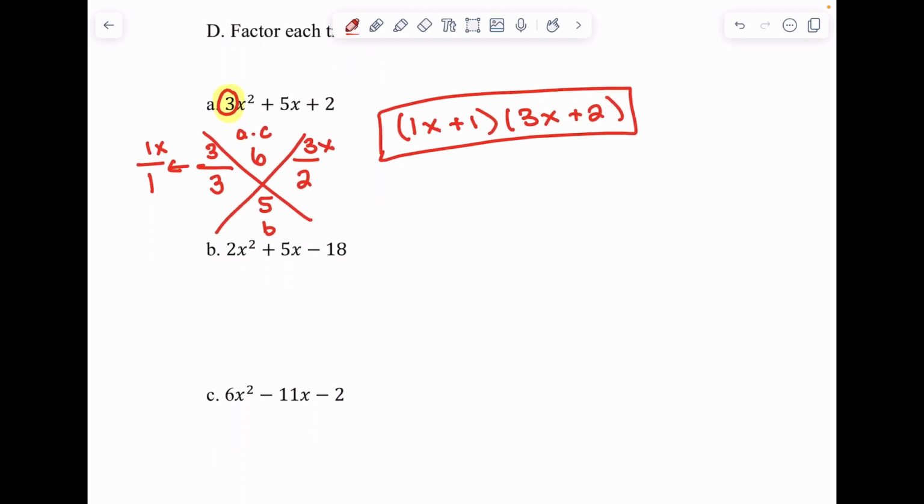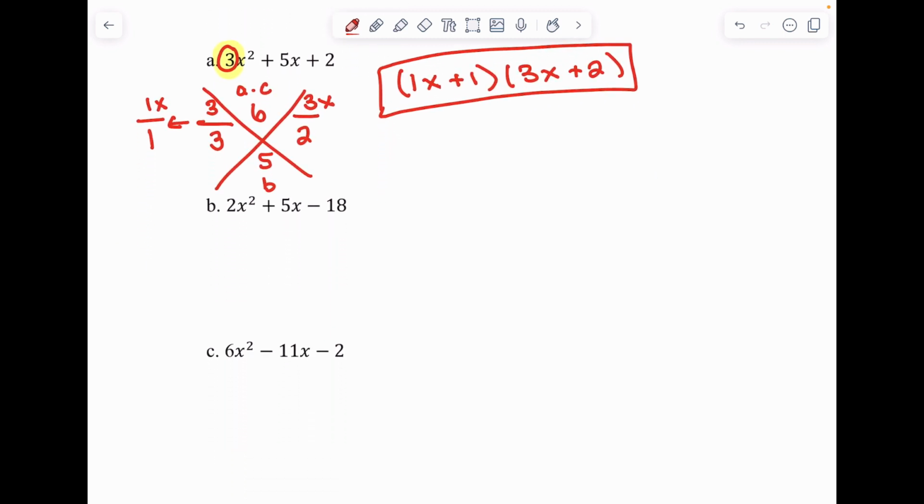In B, I also have a coefficient in front of my x squared. So on the top, I need to multiply a times c. So 2 times negative 18, which will be negative 36. And b goes on the bottom, so 5 will be on the bottom. And I need two values that multiply to negative 36, but add to positive 5.